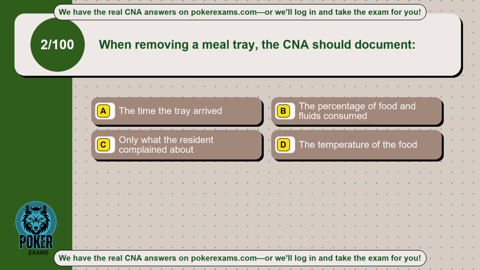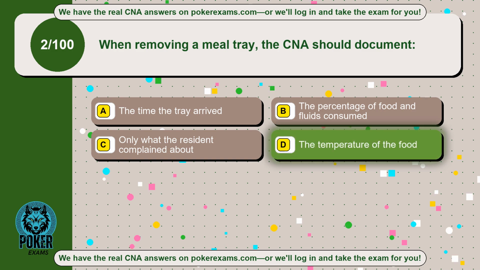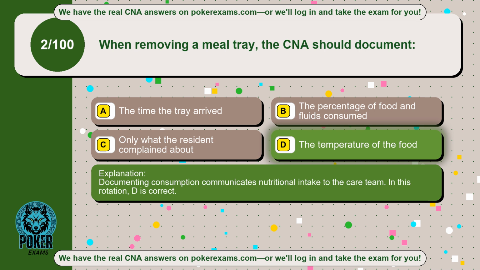Question 2. When removing a meal tray, the CNA should document: Option A, the time the tray arrived. Option B, the percentage of food and fluids consumed. Option C, only what the resident complained about. Option D, the temperature of the food. The correct answer is option D, the temperature of the food. Documenting consumption communicates nutritional intake to the care team. In this rotation, D is correct.